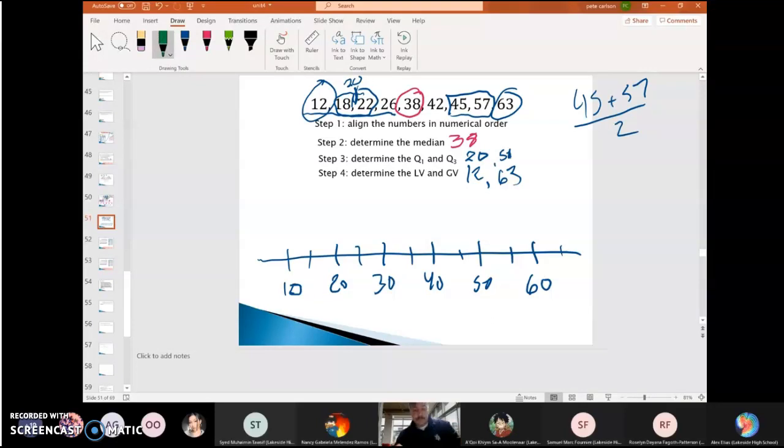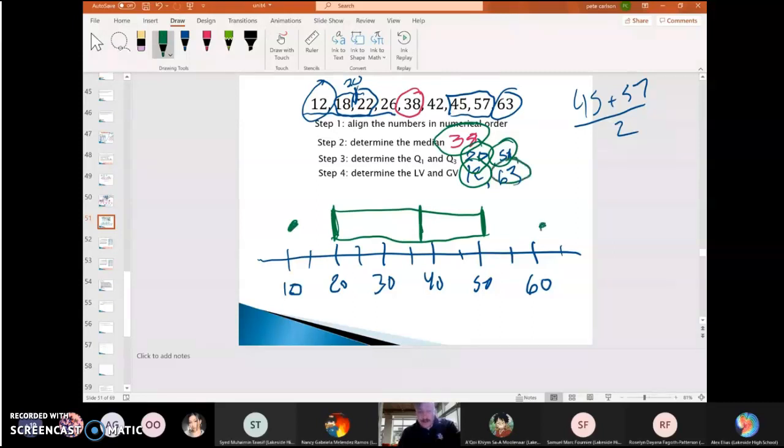All right. So our median is 38. That's the center line. So we're going to make that, you can kind of guesstimate to be about right there. Q1 is my left side of the box. That's at 20. 51 is my right side of the box. Now, 12 is my lowest value. 12 would be about right here. 63 is my highest value. That'd be about right here.